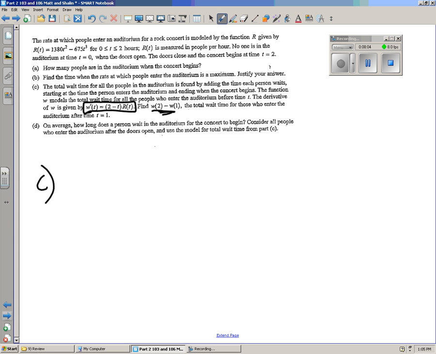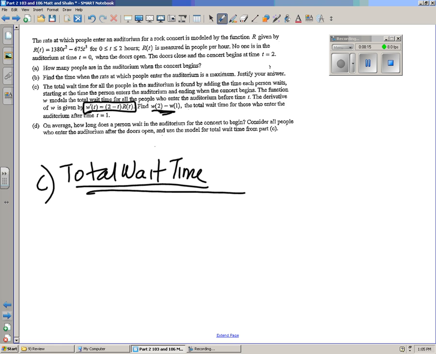So what we're trying to do here is find the total wait time. That's what we have to remember. So since we want to find the total wait time, they tell us that the function W models the total wait time for all the people. So we kind of have to work backwards here because it gives us W prime of t. So W prime of t is modeled by 2 minus t r of t. And we want to find W of 2 minus W of 1.